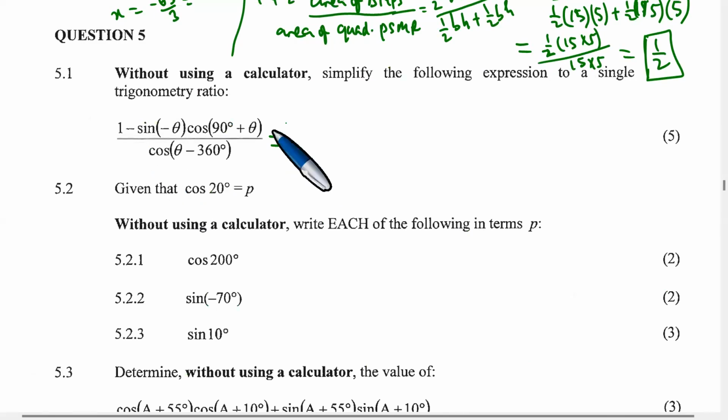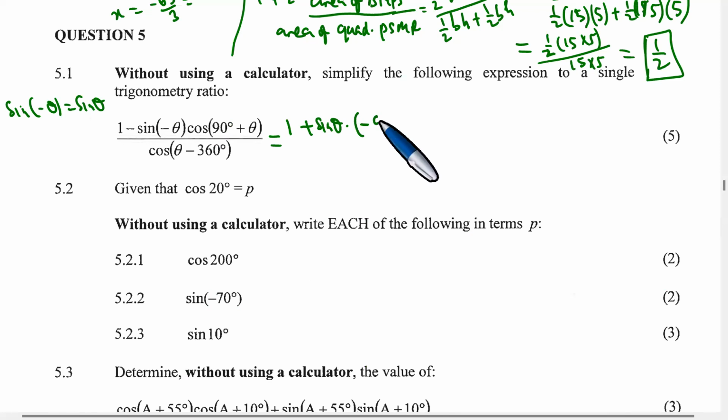Right, so you have the number 1. The sine is an odd function, so the sine of minus theta is equal to minus the sine of theta. So the cosine of 90 degrees plus theta, in which quadrant is that one? It is in the second quadrant. So in the second quadrant, cosine is negative. You divide everything by theta minus 360.